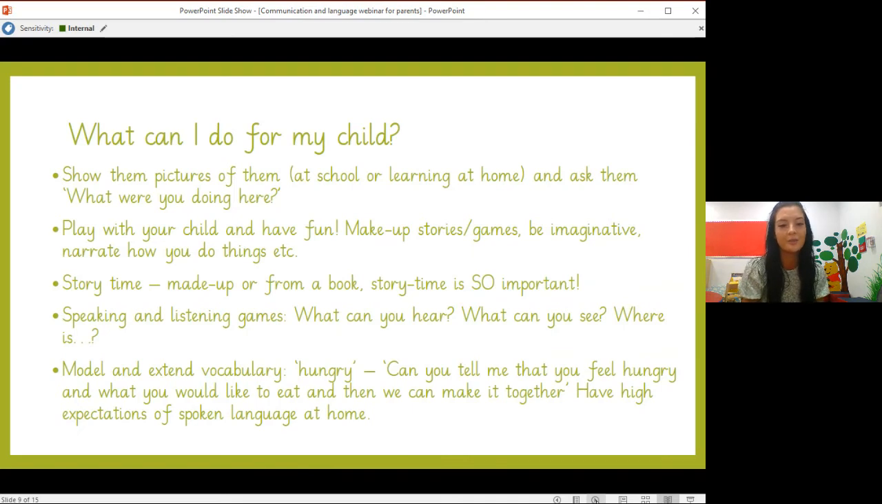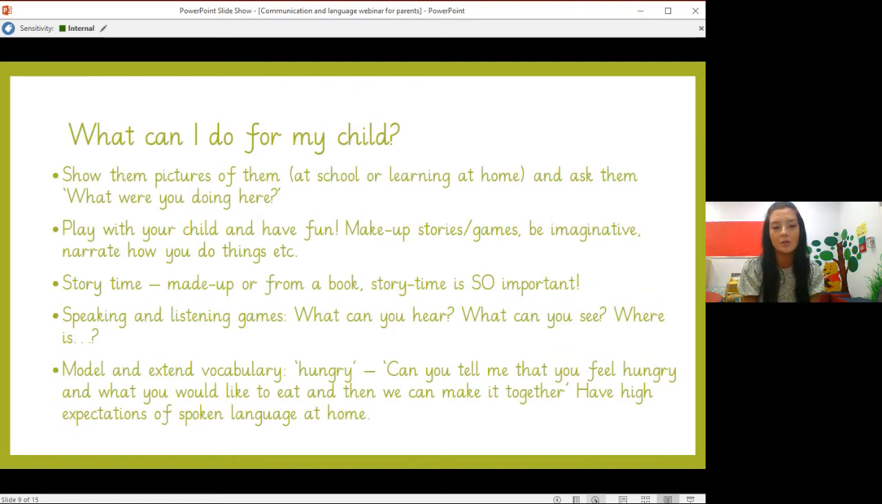Story time is so important. We can't stress this enough. Story time is so important for communication and language development. Maybe you have lots of books at home and you can share these books with your child, or maybe you don't have many books, and that's fine. You could just make up a story.